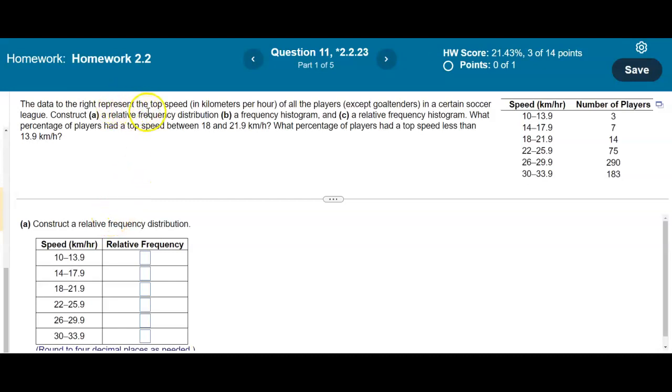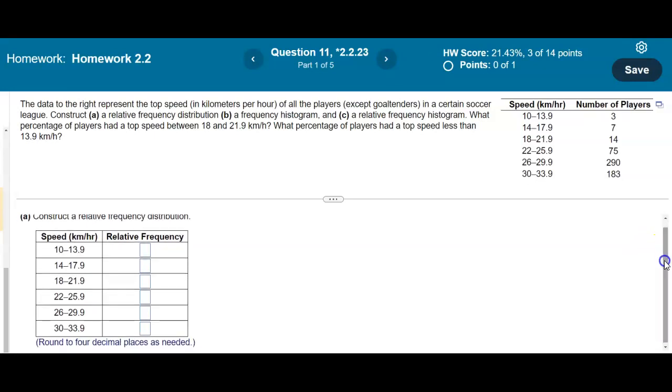Okay, the data to the right represent the top speed in kilometers per hour of all the players except goaltenders in a certain soccer league. Construct a relative frequency distribution, a frequency histogram, and a relative frequency histogram. We want to round this to 4 decimal places as needed.